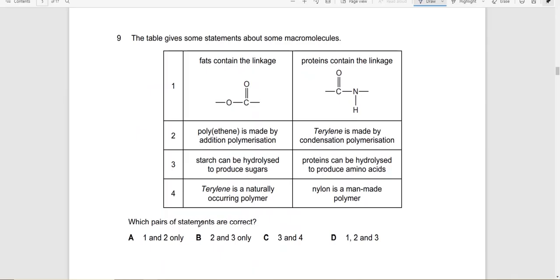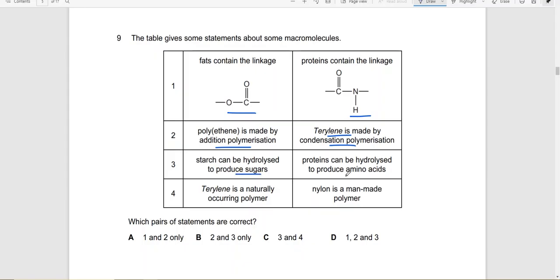So, which pairs of statements are correct? Fat contains this linkage. Yes, they contain polyester. Proteins contain this linkage. That is true. So 1 is true. Polyethylene is made by addition polymerization. True. Terylene is made by condensation polymerization. That is true. Starch can be hydrolyzed to produce sugars. That is true as well.